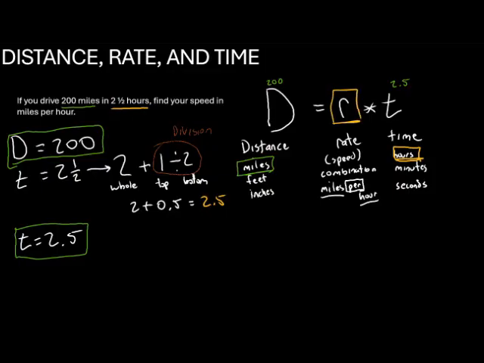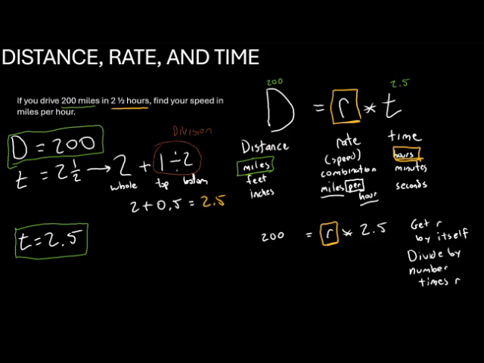This is our rate or our speed, if you wish. With that in mind, we'll rewrite the equation, and we'll say 200 equals r times 2.5. R will be our unknown. To solve this equation, we must get r by itself. In order to get r by itself, we must undo the multiplication by 2.5.